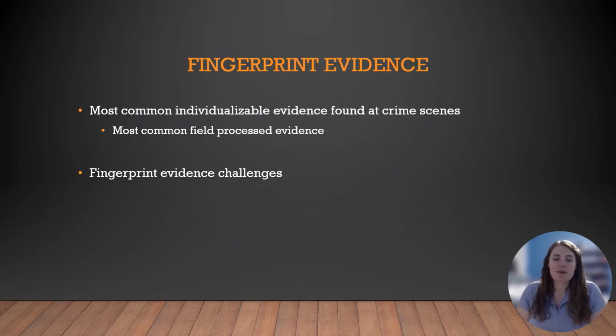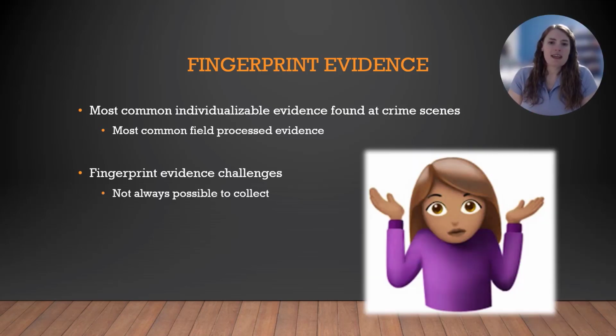Fingerprint evidence is the most common individualizable evidence found at a crime scene. It's also the most commonly field processed type of evidence. In the Survey of Forensic Science course, you learned about the formation of fingerprint evidence, some basic fingerprint processing techniques, and the analysis process for fingerprint evidence. In this video lecture series, I will focus mostly on the searching and field processing techniques that are used at a crime scene to visualize and collect latent fingerprint evidence.